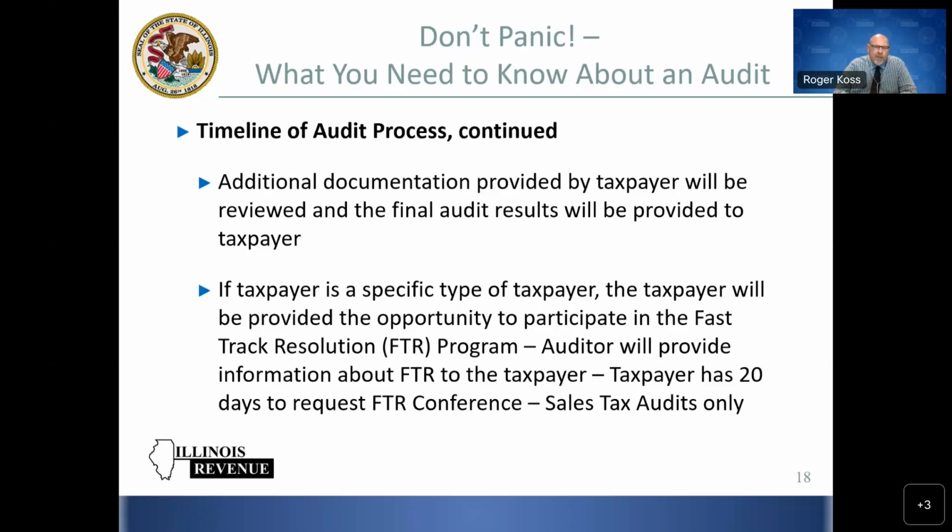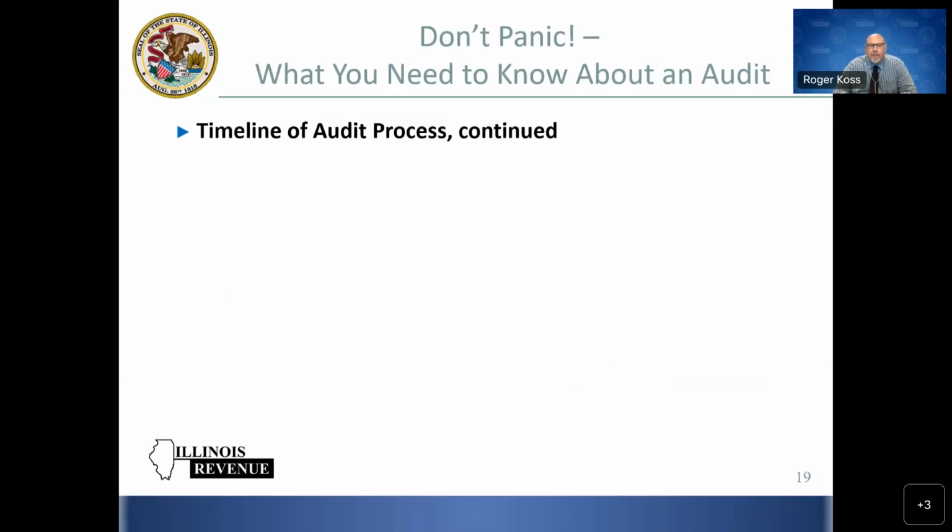If you are a specific type of taxpayer, such as a cash type business or a 1099-K type business, or we just recently began to expand the fast track resolution program to some specific issues for income tax audits, the taxpayer will be provided with information about the fast track resolution program. The taxpayer then has 20 days to request a fast track resolution conference. And this slide says sales tax only, but it has been expanded to include some specific income tax audits. Next slide, please.